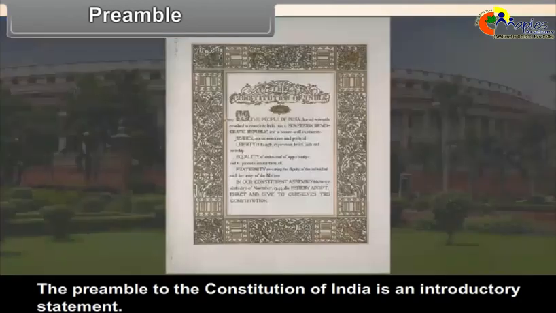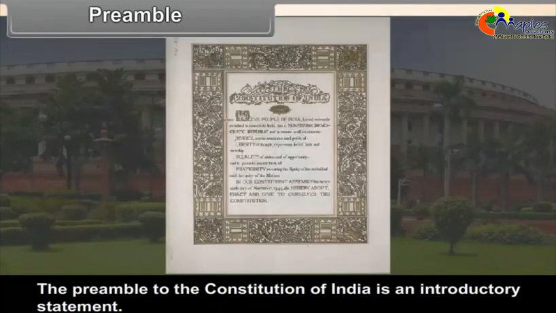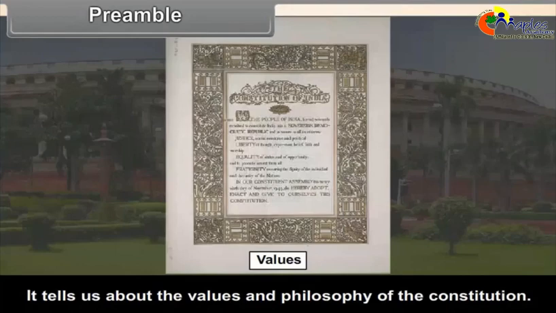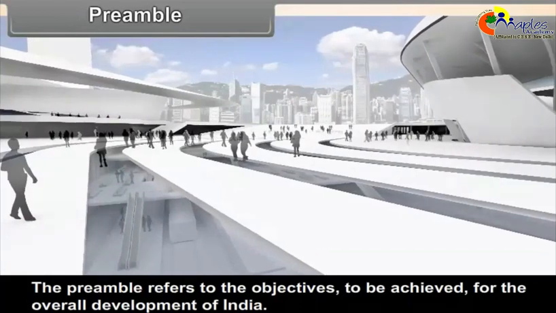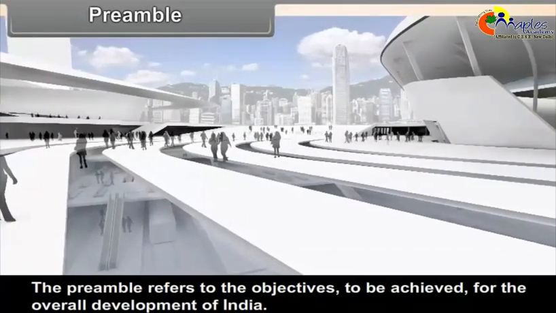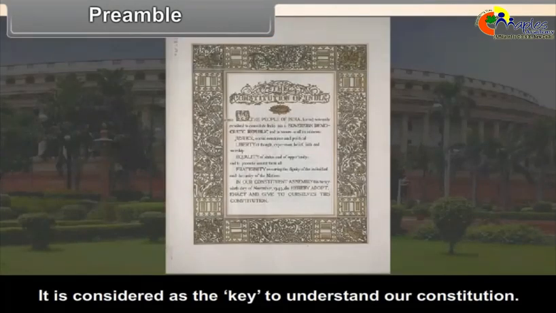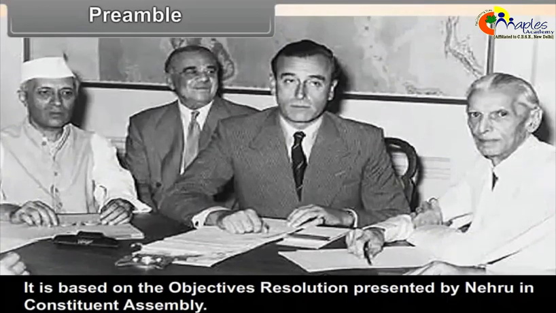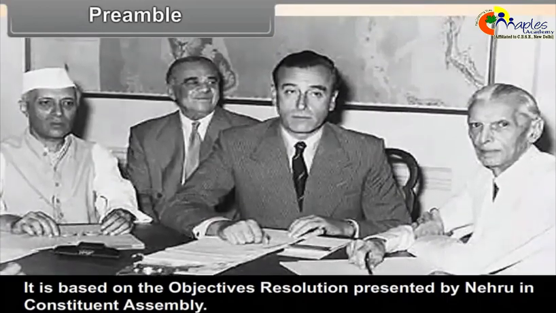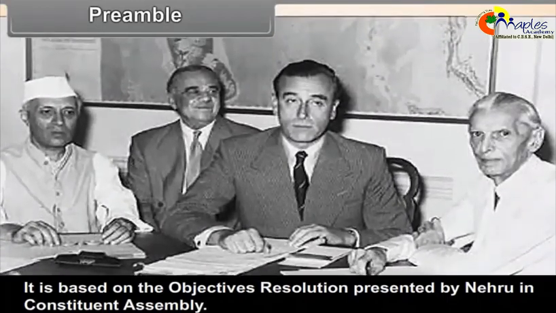D. Preamble. The preamble to the Constitution of India is an introductory statement. It tells us about the values and philosophy of the Constitution. The preamble refers to the objectives to be achieved for the overall development of India. It is considered the key to understand our Constitution. It is based on the objectives resolution presented by Nehru in the Constituent Assembly.